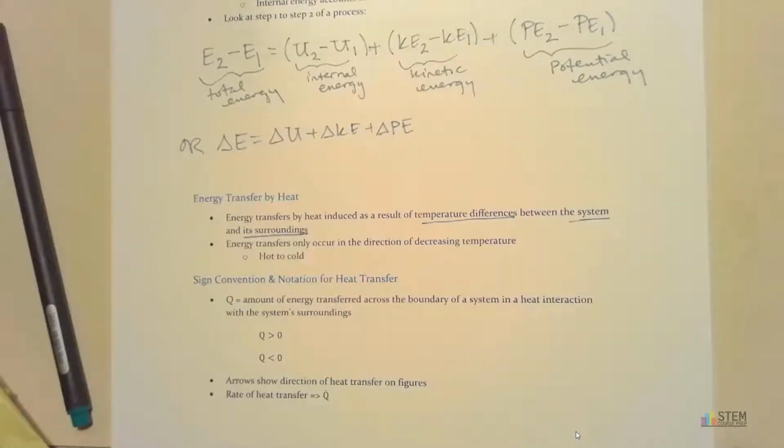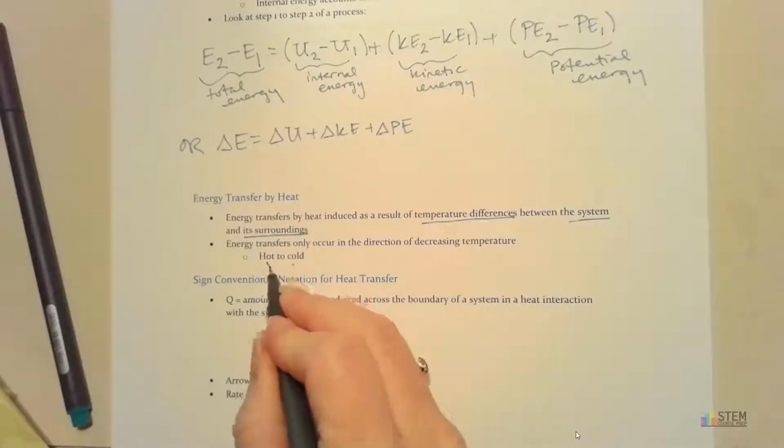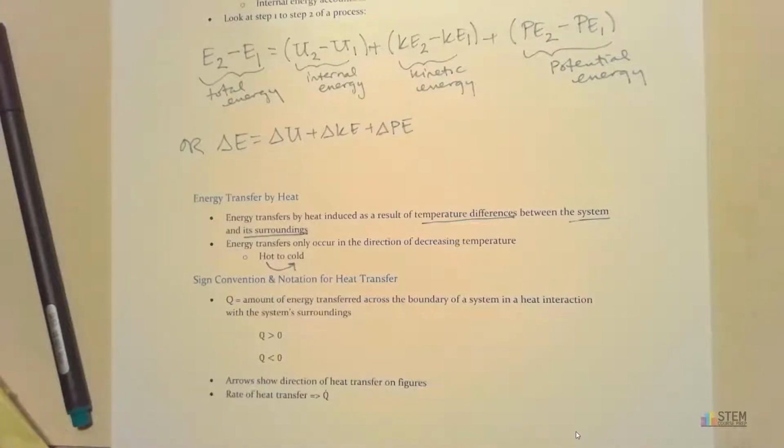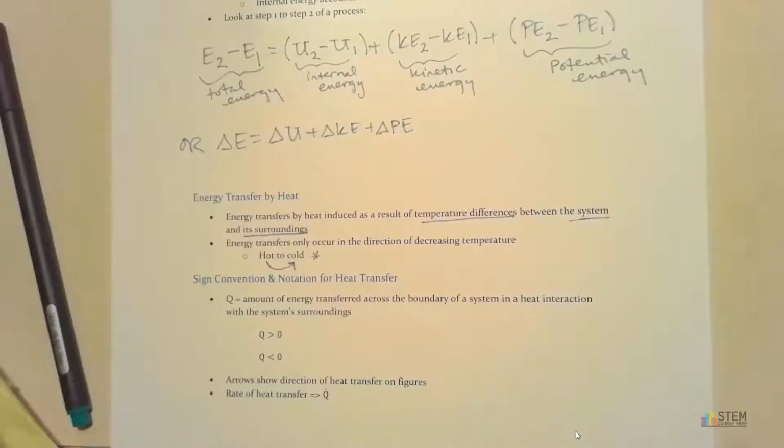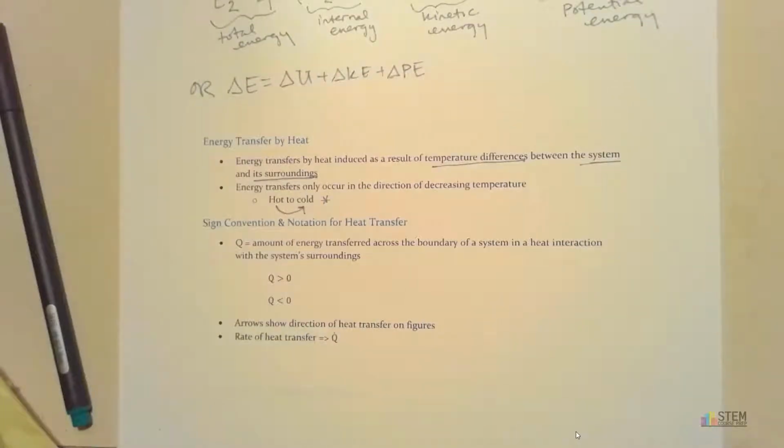Now, energy transfers are only going to occur in the direction of decreasing temperature. So what does that mean? That means it's always going to go from hot to cold. So the cold body will warm up. You're not ever going to get heat or energy transferred from the cold body to the hot body. It just doesn't work that way. So it's always hot to cold. This is going to be important, and we'll talk about it again later on in the course.